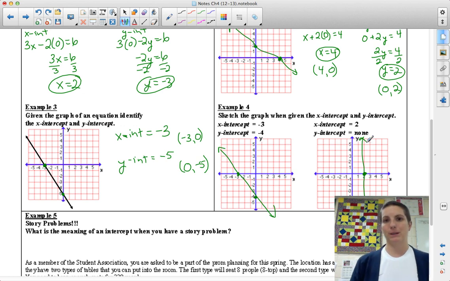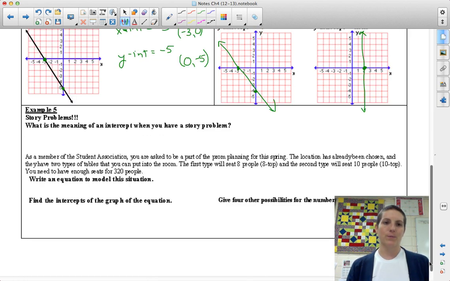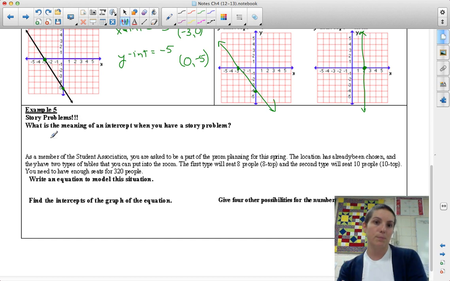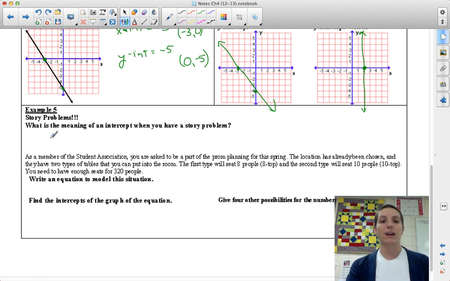Now the real purpose to x-intercepts and y-intercepts is actually in our story problems. Let's read this one together. It says, story problems, because I love story problems. What's the meaning of an intercept when you have a story problem? Usually when we have these, we're going to be talking about having 2 types of things, whether it's price A and price B, or table 1, table 2. There's going to be 2 different things that are going to be very obvious.